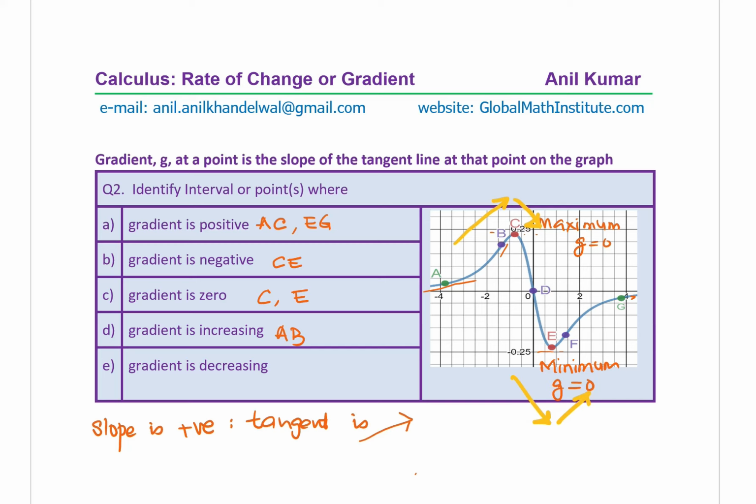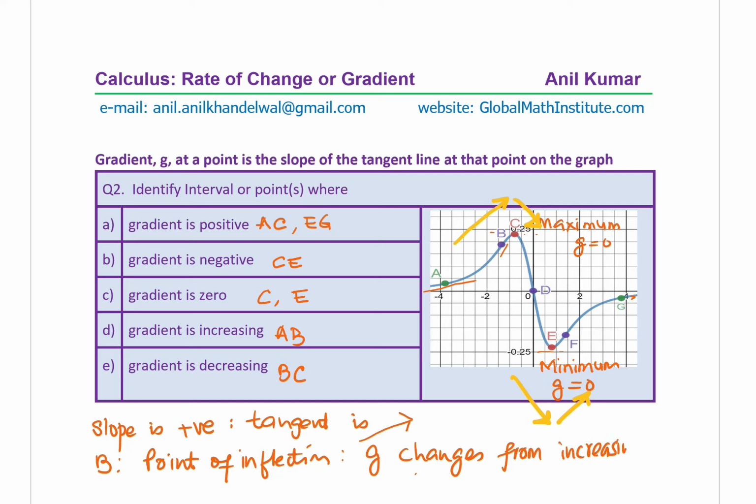So the next part is where the gradient is decreasing. As we move along, from B to C it is decreasing. Why? Because we know at A the gradient is almost zero and at C it is zero. So there is definitely a turning point in the gradient between these 2 points, and that is at B. B is a very interesting point. We also call this point B the point of inflection. What we note at B is that the gradient g changes from increasing to decreasing.